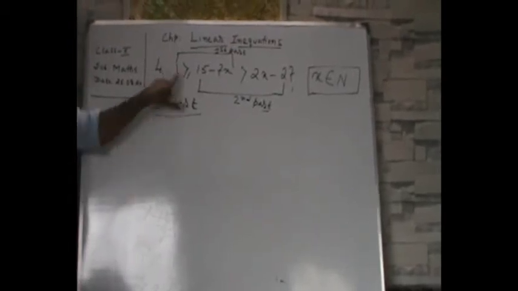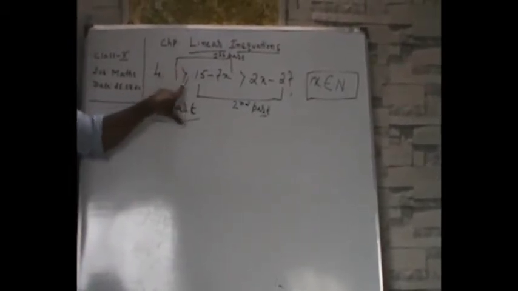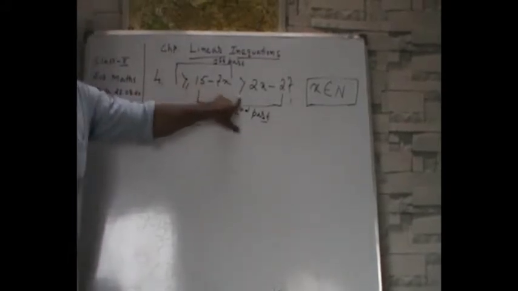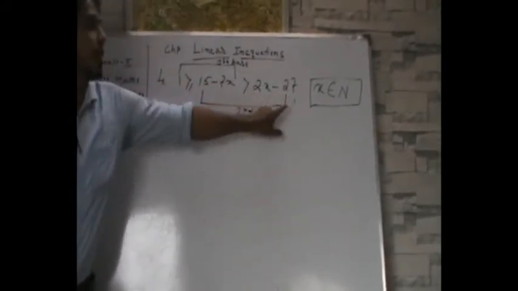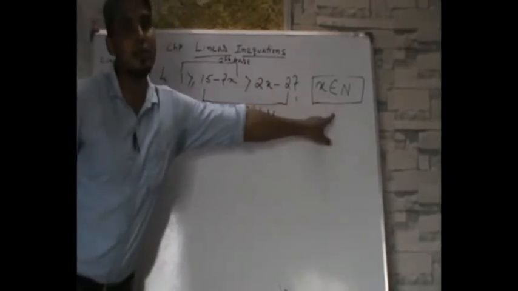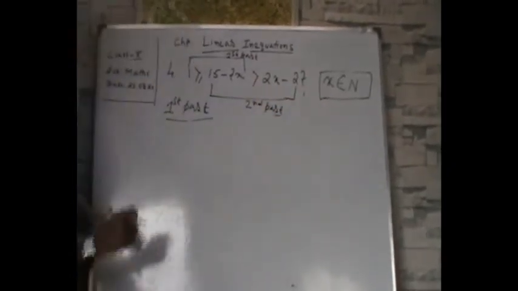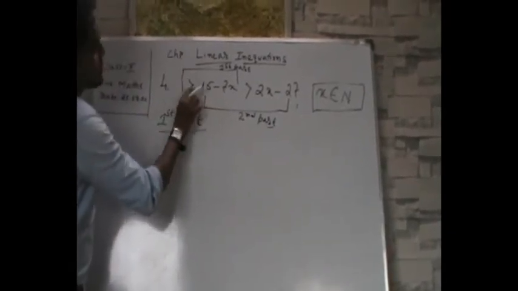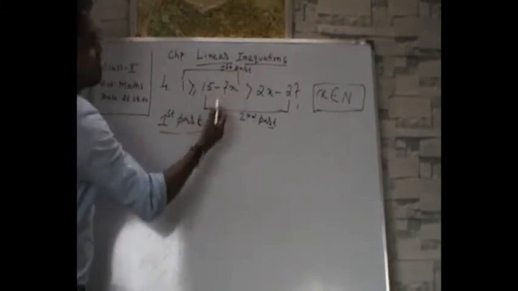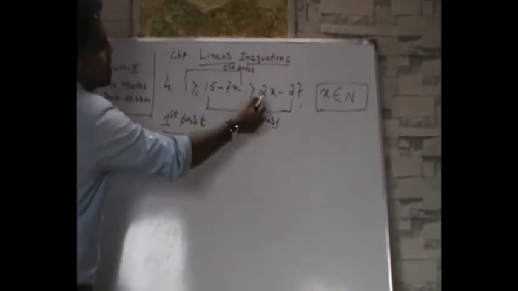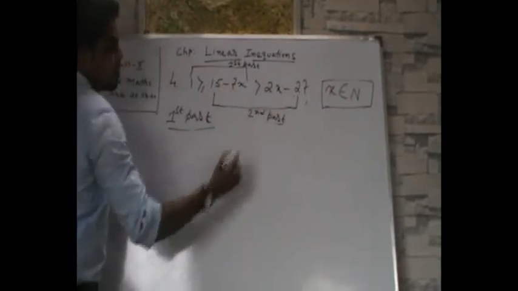Okay? So sum number 4. The question is given: 1 greater equal 15 minus 7x greater 2x minus 27. And one more thing is mentioned, x belongs to N. That means natural number. So for this kind of sums, we are going to separate in two parts. The first part from 1 greater equal 15 minus 7x, and from 15 minus 7x greater 2x minus 27, the second part. So first, we have to solve the first part.